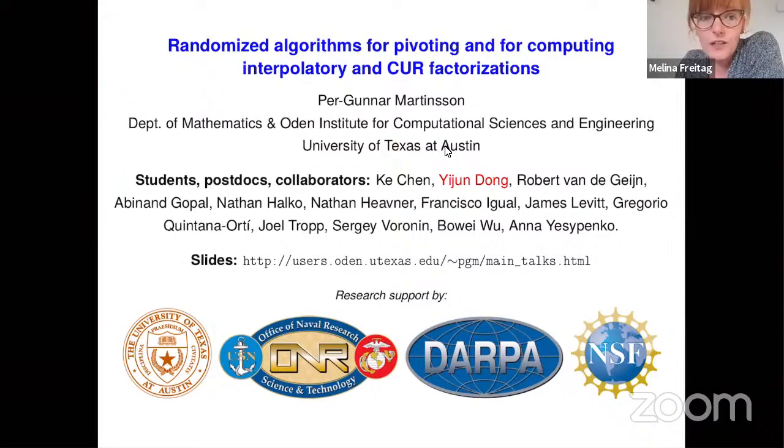He's very well known for his work on randomized algorithms for low rank approximations of matrices. And I really recommend, if you haven't done so yet, to read the SIAM Review paper on finding structure with randomness, probabilistic algorithms for constructing approximate matrix decompositions, with his co-authors Joel Tropp and Nathan Halko. So it's our pleasure that he's here to talk about randomized algorithms for pivoting and for computing interpolatory and CUR factorizations.